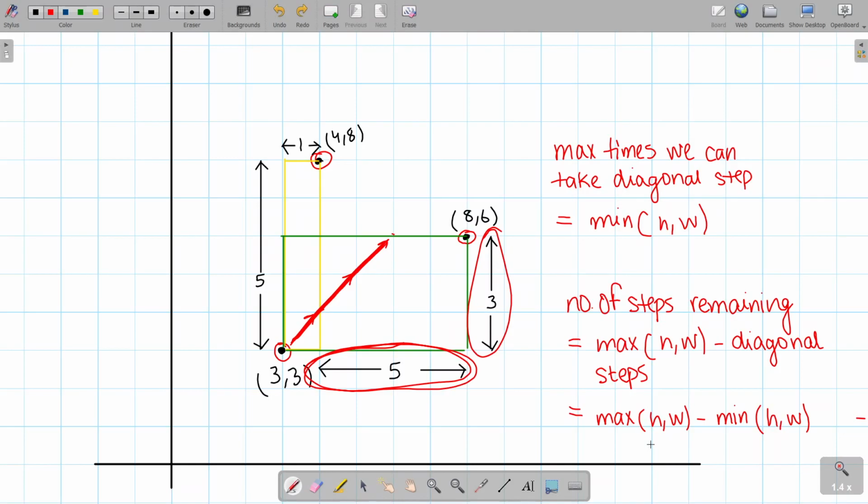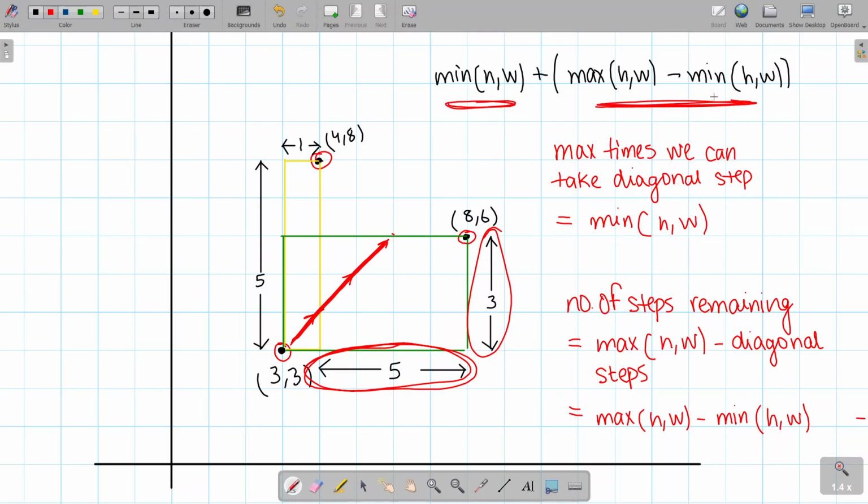And hence our final result would be just adding these two, that is the number of times we can take the diagonal step plus the extra steps we would require to reach the final destination. So now we can just see that it would be equal to minimum of height and width plus the maximum of height and width minus the minimum of height and width. And we can see that these two terms are getting cancelled, and what we get is maximum of height and width. So this was quite mathematical.